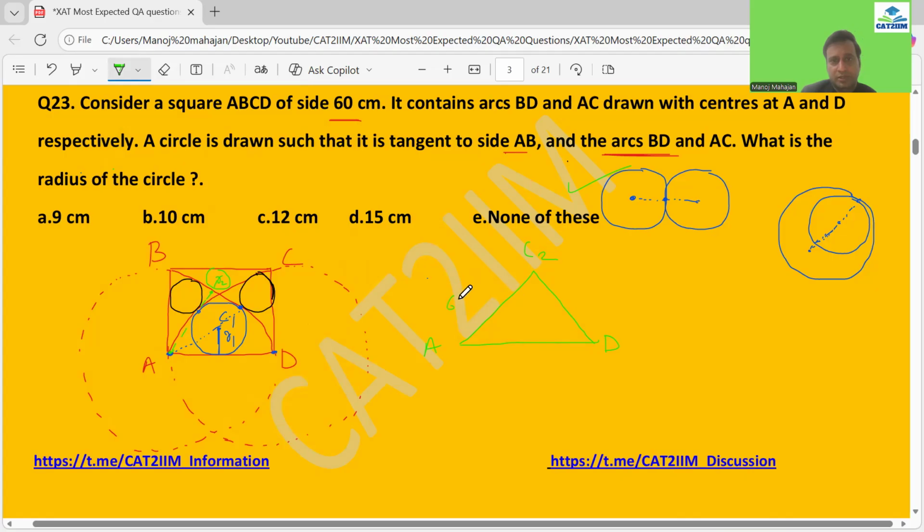So what do I get is 60 plus R2. Similarly, this will also be 60 plus R2. And again, from this point C2, if you drop the perpendicular, this is going to bisect, so this would be 30 and 30. Now we have to figure out what this length is. So let me name this point as E, what we had before also.